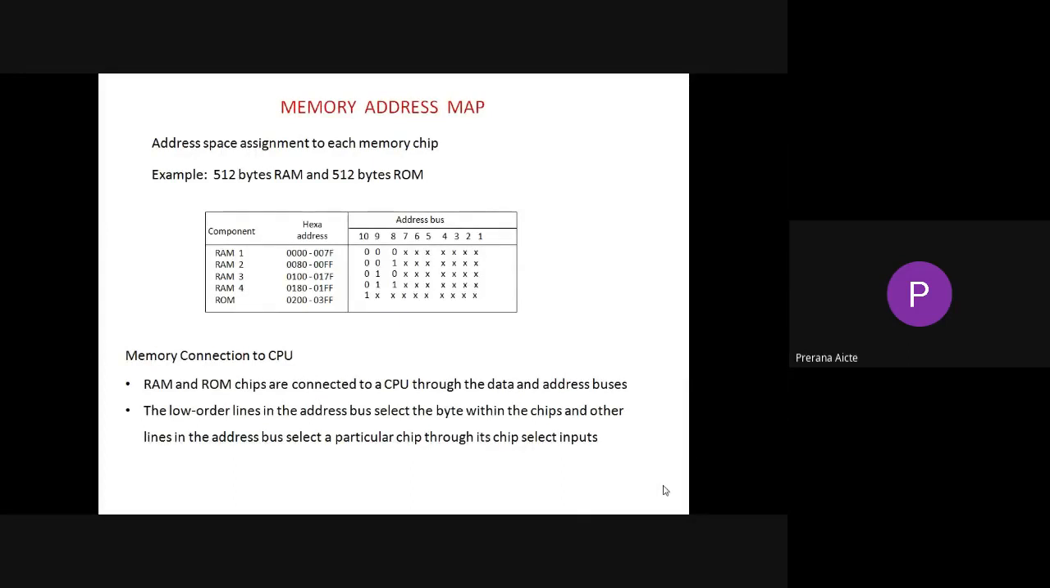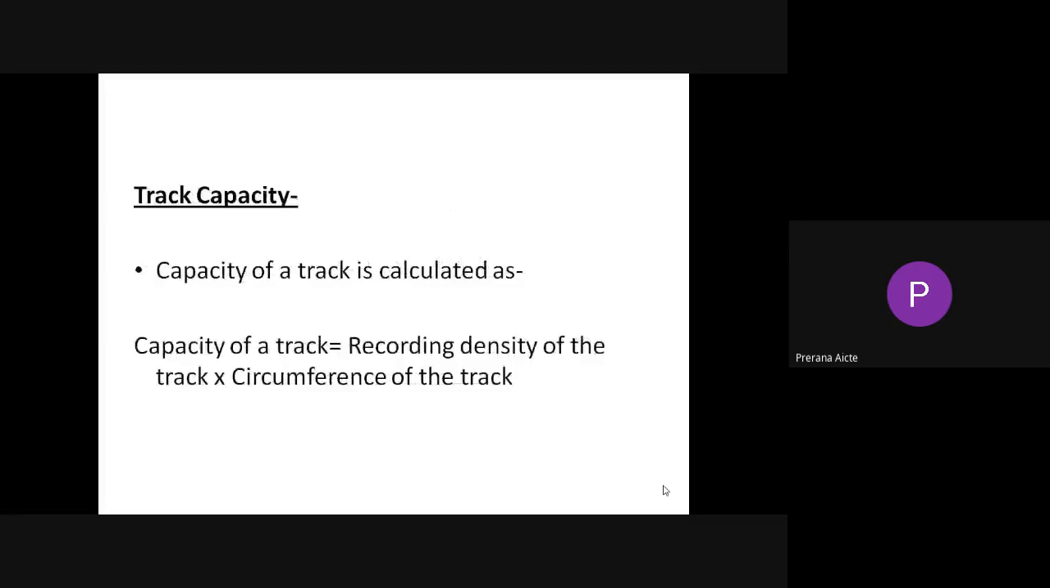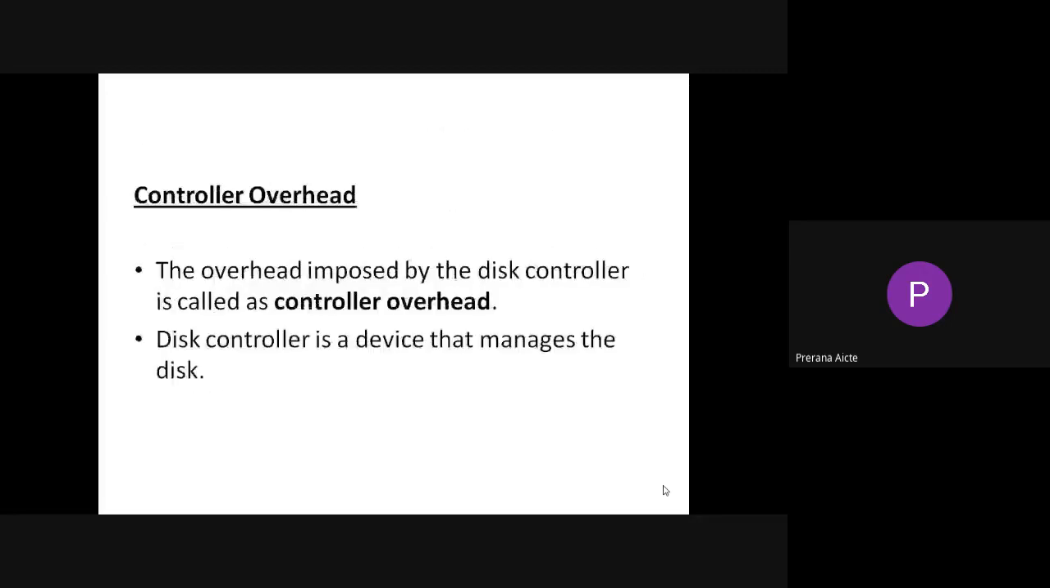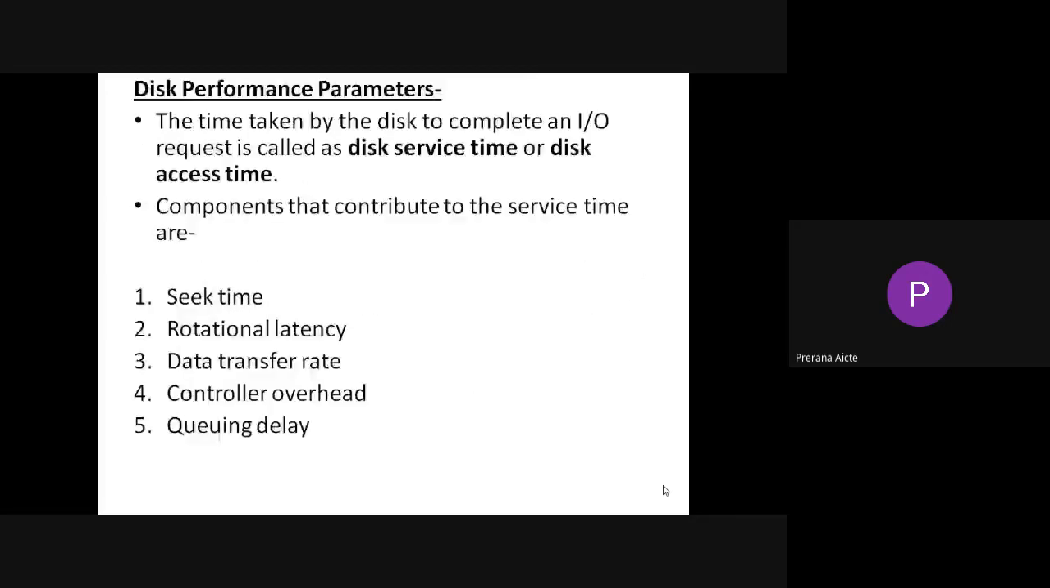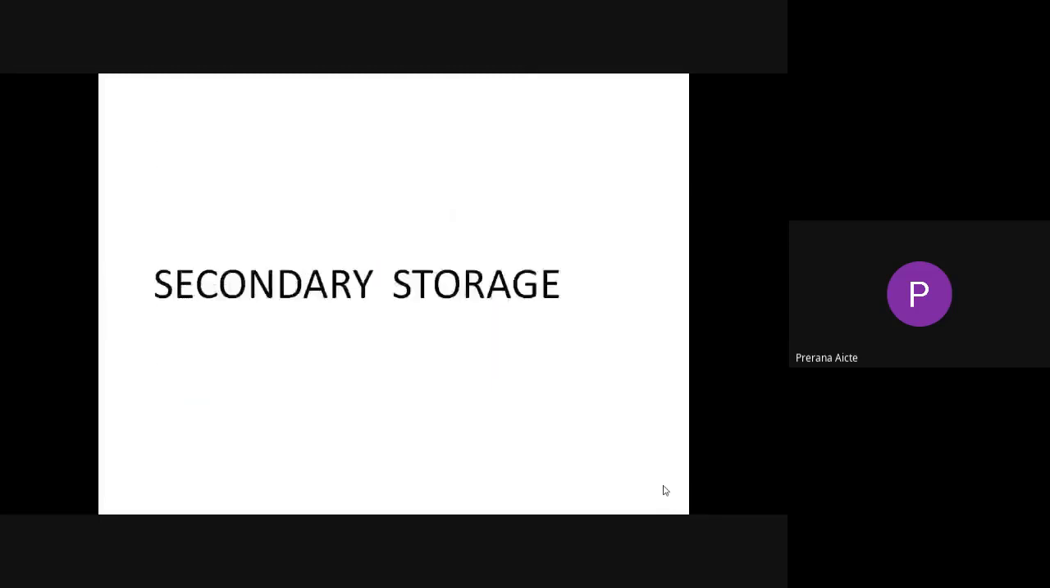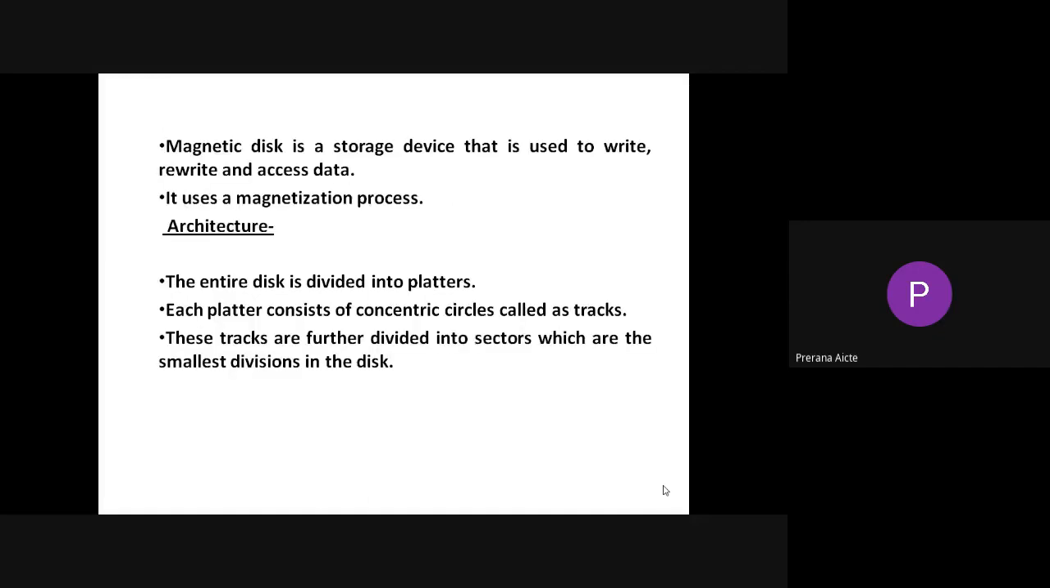And coming to a second concept, secondary storage. So what is secondary storage? Secondary storage is used to store programs permanently. For example, magnetic disk.